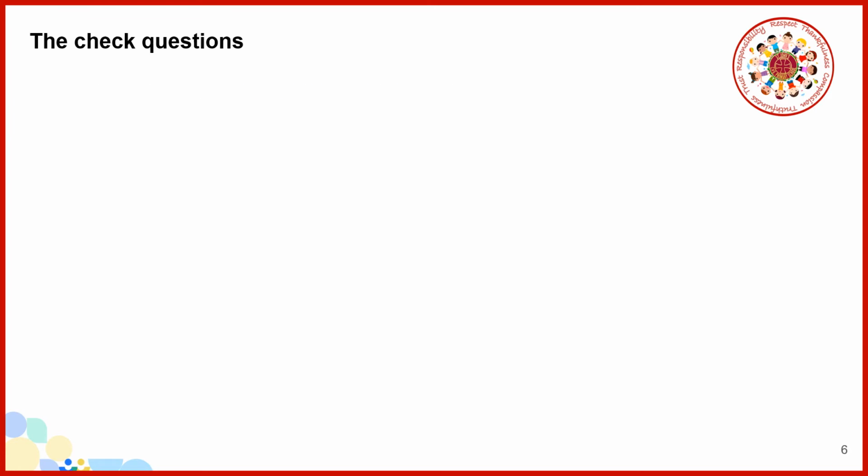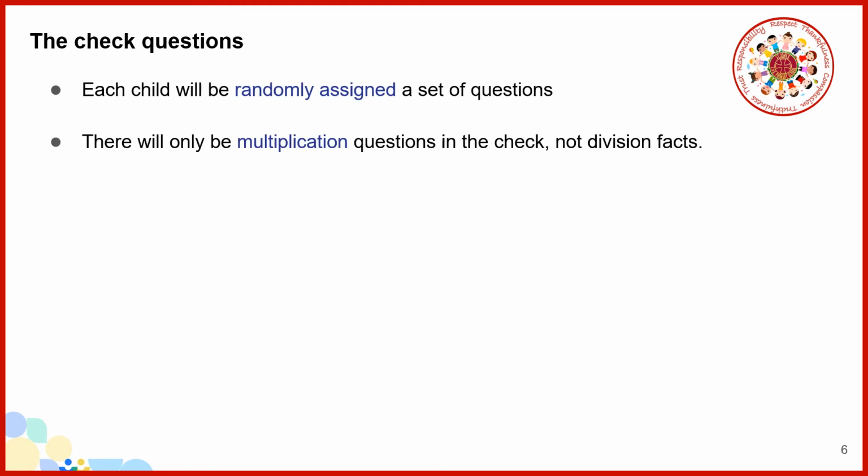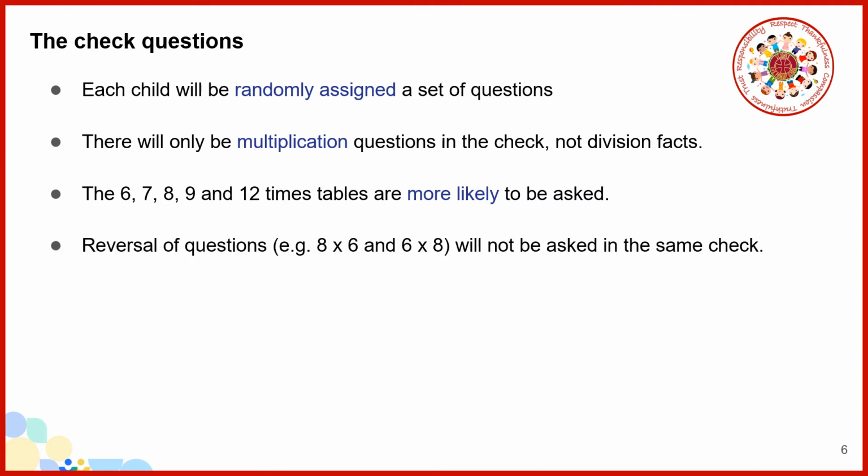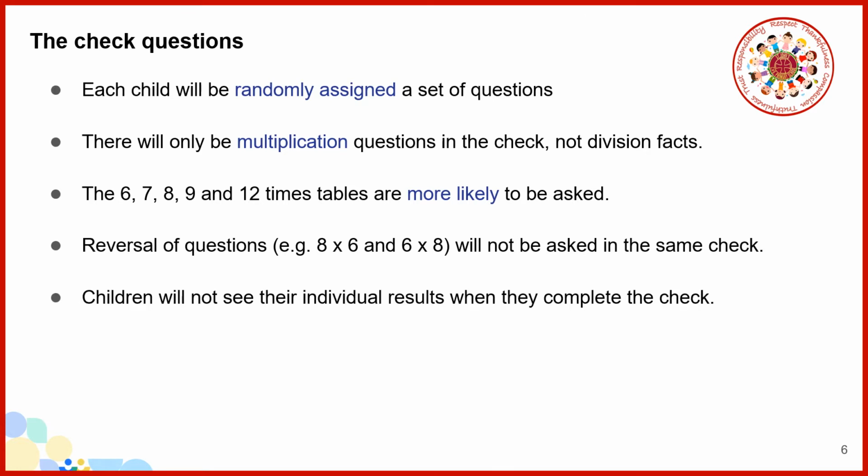The check questions. Each child will be randomly assigned a set of questions. There will only be multiplication questions in the check, not division questions. The 6, 7, 8, 9, and 12 times tables are more likely to be asked, as these are considered the more difficult tables. The reversal of questions, such as 8 times 6 and 6 times 8, will not be asked in the same check. The children will not see their individual results when they complete the check.